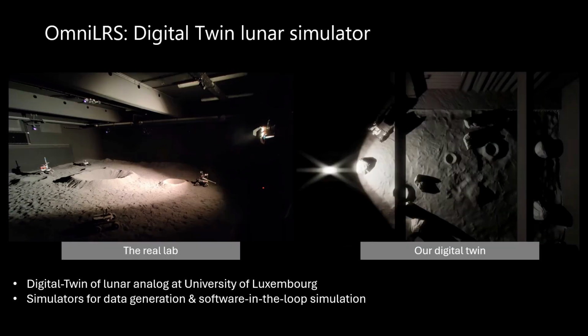Unlike the previous simulators, with OmniLRS we provide all our code open source. What that means is that all the code required to run ROS1 simulation as well as ROS2 simulation or automated data annotation is fully available. In these figures you can see on the left our real Lunar lab and on the right our digital twin that's available to be used.